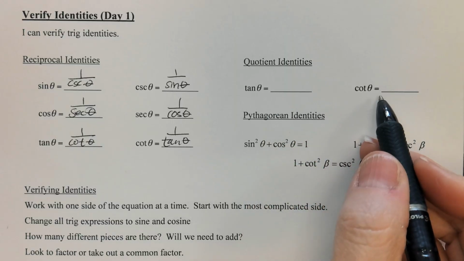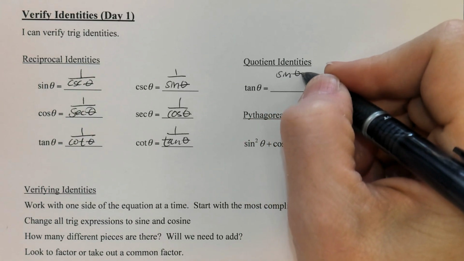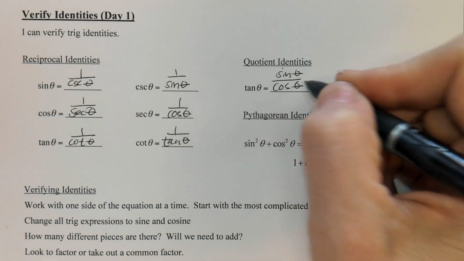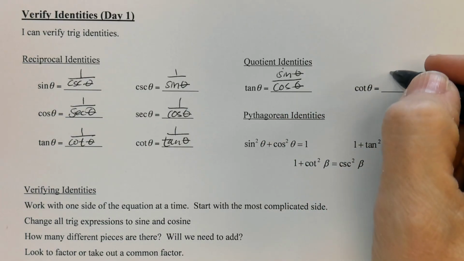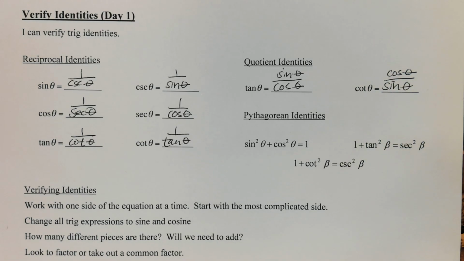Cotangent and tangent also have some properties called quotient identities. So tangent is also sine over cosine, which we've actually done in a previous lesson. Then cotangent would be the flip of that, which would be cosine over sine.